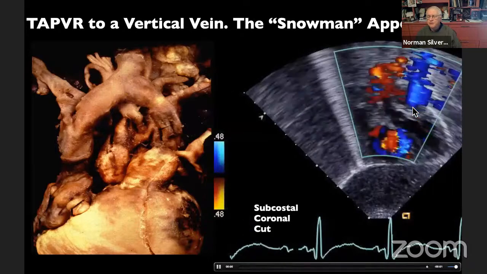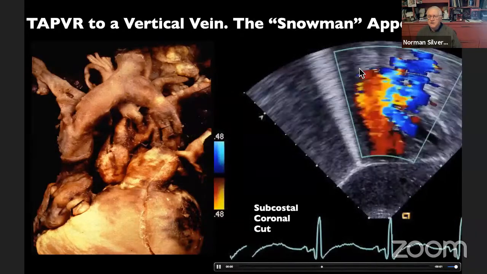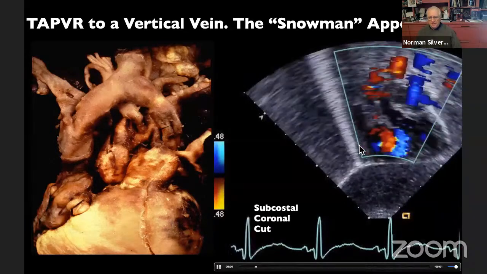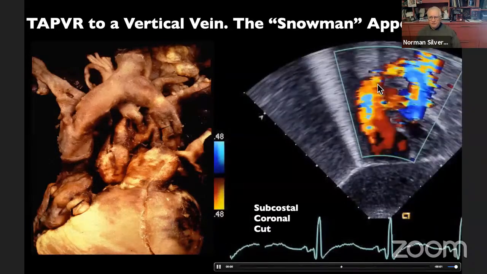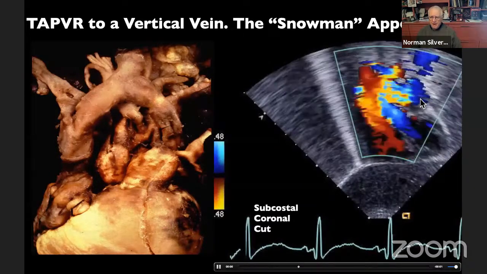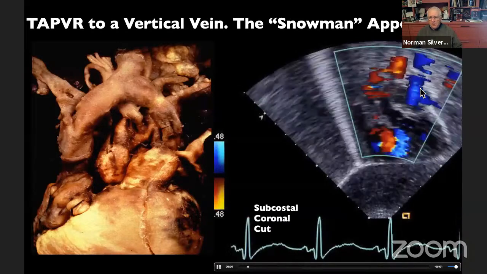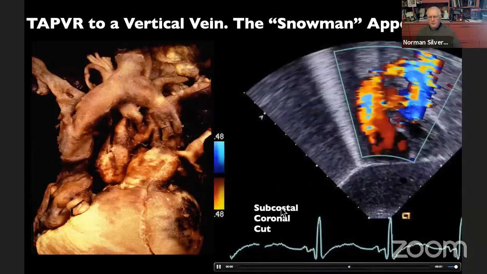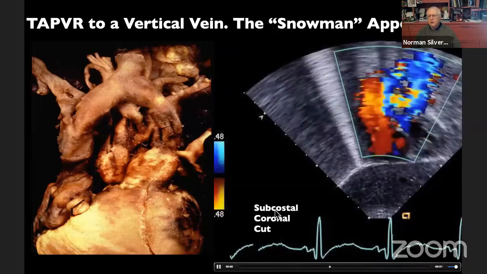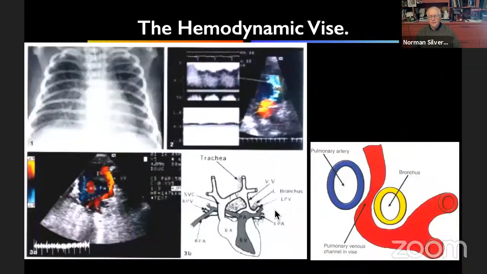Now, it's not often easy to get this because the vein is running in different directions. It is coming posteriorly, then runs anteriorly, and then runs posteriorly again. So it's quite difficult to get this picture, and it does require a certain degree of manipulation of the probe from the subcostal coronal cut. And here is just a diagram showing this example of obstruction.